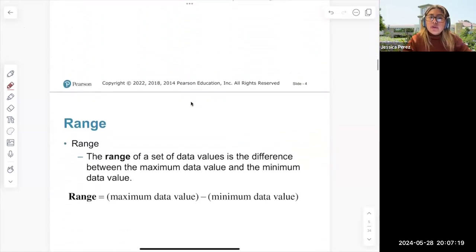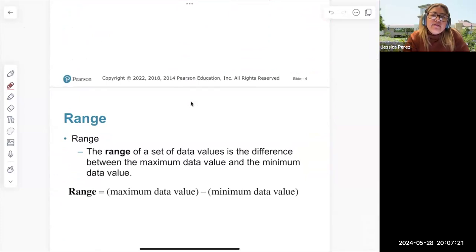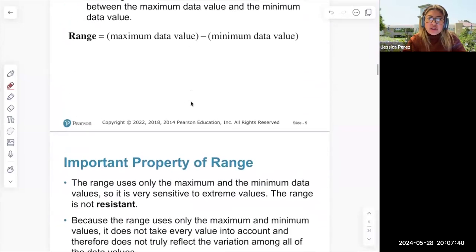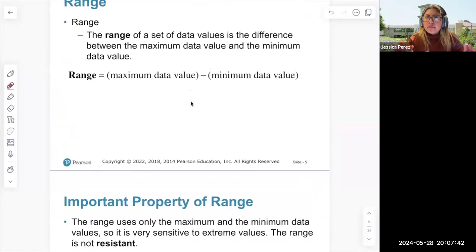What is the range? The range is your maximum value minus your minimum value. Let's say you're given a set of data. You grab the largest data value and subtract the minimum data value, and that way you look at how your data fluctuates. Questions so far? Everybody can hear me well?